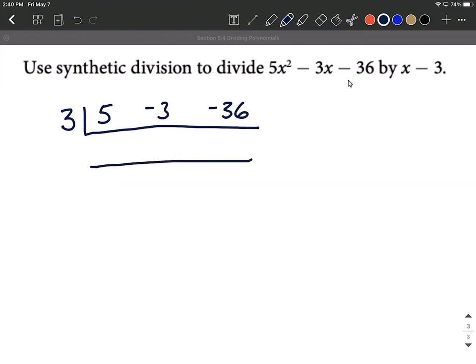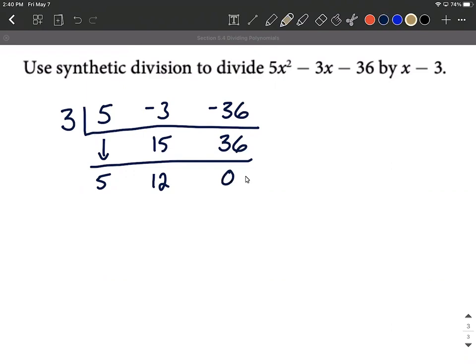From here, our process goes that you're going to bring the first number down. 5 comes down. Then we're going to multiply, and it's always multiplied by this number we put out in front. So 3 times 5 is 15. That result goes here. Then we're going to add vertically. So -3 plus 15 makes positive 12. Back to multiplying. So 3 times 12 makes 36. Now we add -36 plus 36 is going to make 0.